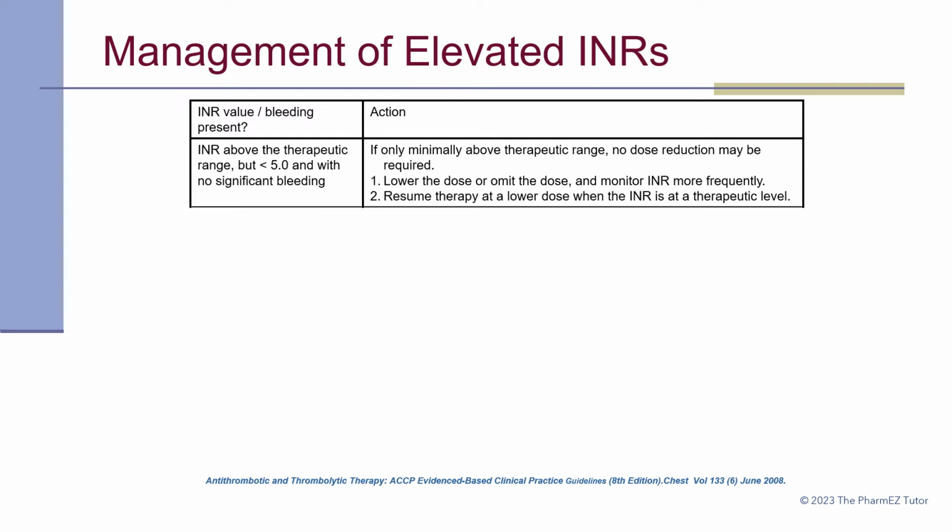What do we do if the INR is above the therapeutic range but less than 5.0 and with no significant bleeding? If the INR is only minimally above the therapeutic range, no dose reduction may be required. We can also lower the dose or omit the dose and monitor the INR more frequently. Resume the therapy at a lower dose when the INR is at a therapeutic level.